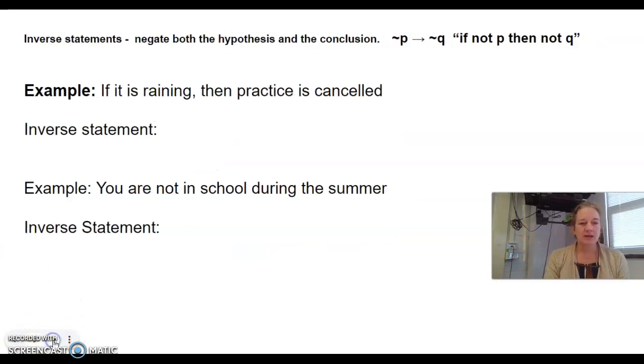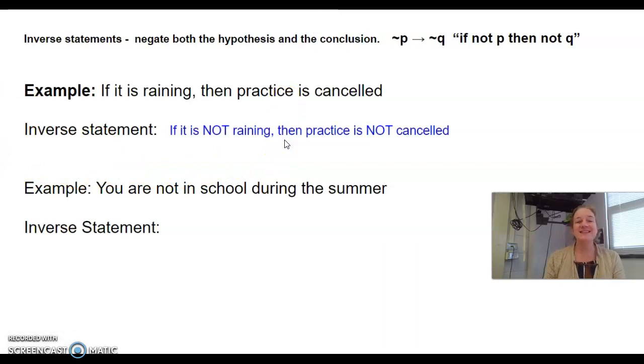Okay, now we're going to look at inverse statements. Now, instead of flipping it, we're going to make them negative. So converse, you flip. Inverse, you negate. So if it is raining, then practice is canceled. So what I'm going to say, if it is not raining, then practice is not canceled. And if I want to write that as a symbol, I write the little squiggle, which is the not symbol.